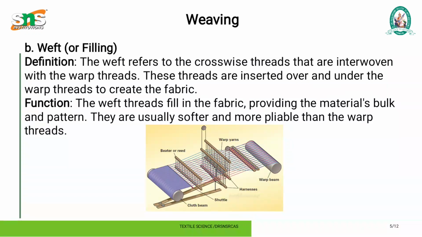Next, weft, or we call it filling yarns. Definition. The weft refers to the crosswise threads that are interwoven with the warp threads. These threads are inserted under the warp threads to create the fabric. Function. The weft threads fill in the fabric, providing the material, bulk and pattern. They are usually softer and more pliable than the warp threads.